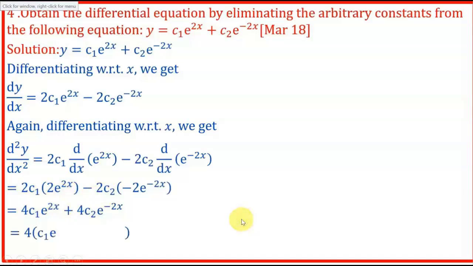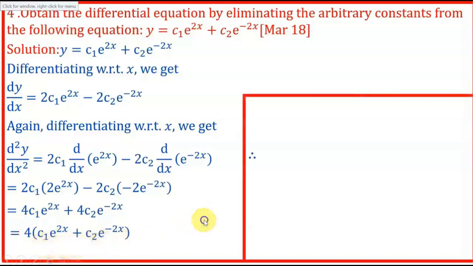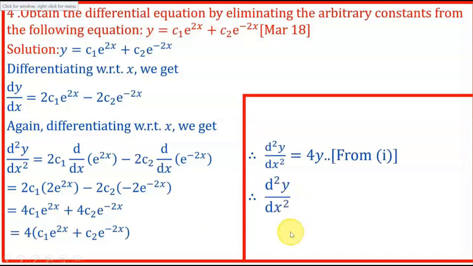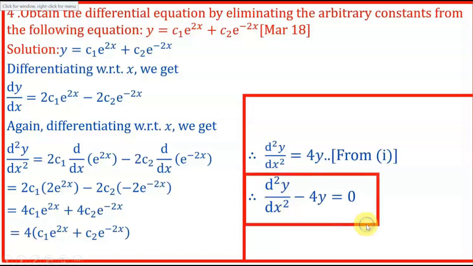If I take 4 as common, then in the bracket you will get c1 e raised to 2x plus c2 e raised to minus 2x, and this is nothing but y. Hence d2y by dx square is equal to 4y, and hence d2y by dx square minus 4y is equal to 0. This is the required differential equation.